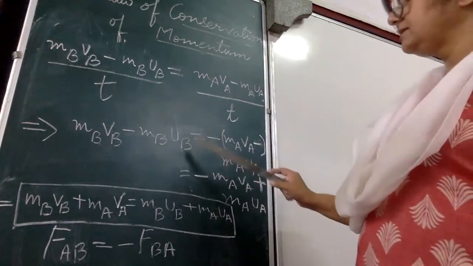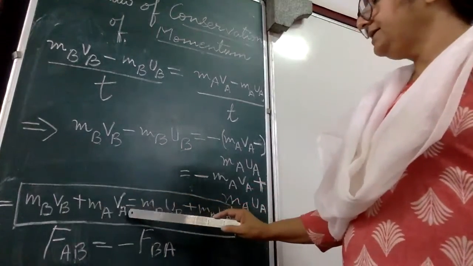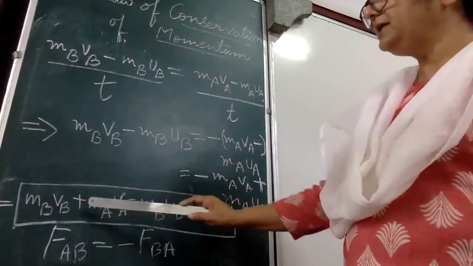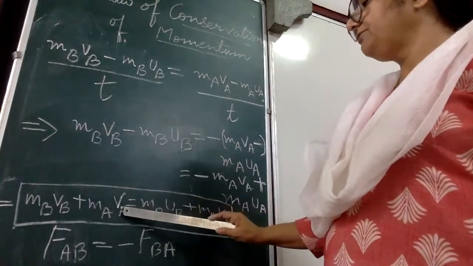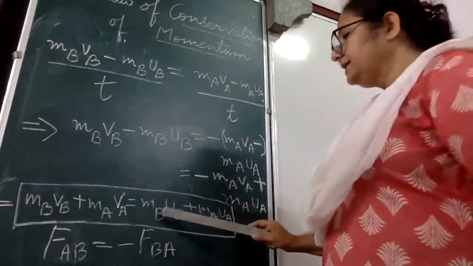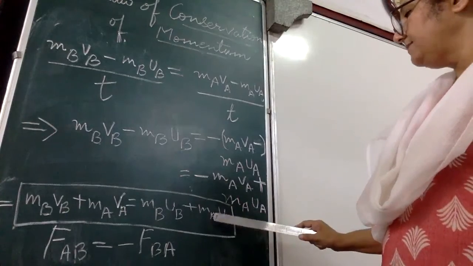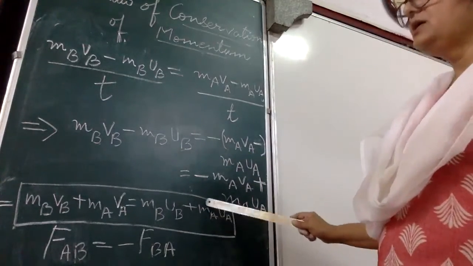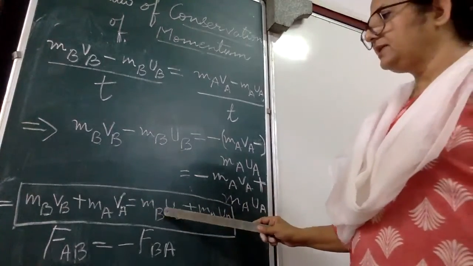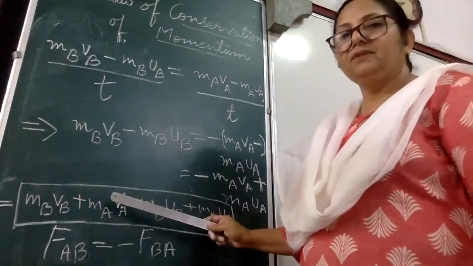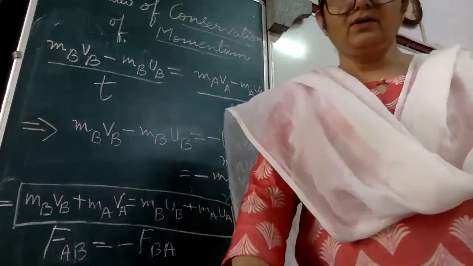Okay, so if we bring the similar terms on one side, we will see that mBvB plus mAvA, we have brought the final momentum on one side. The final momentum of object B plus final momentum of object A will be equal to the initial momentum of object B plus initial momentum of object A. By solving this, we will get this equation. Hence, it is proved that the law of conservation of momentum holds good. That when two objects interact with each other, the sum total of momentum of the two objects is conserved. Okay, thank you.